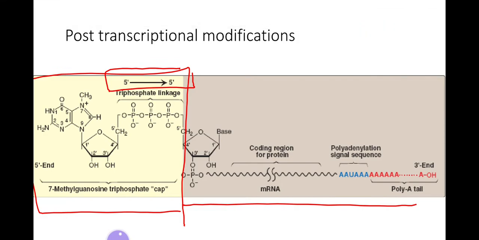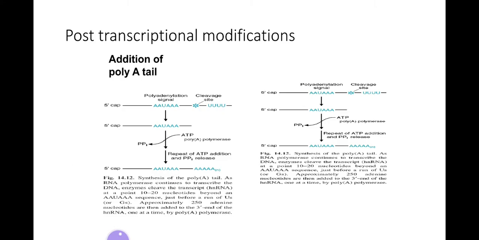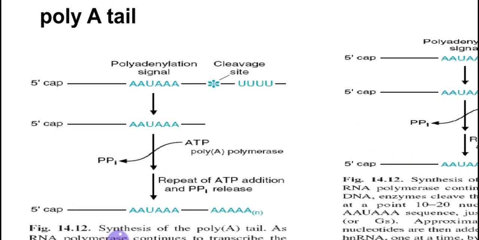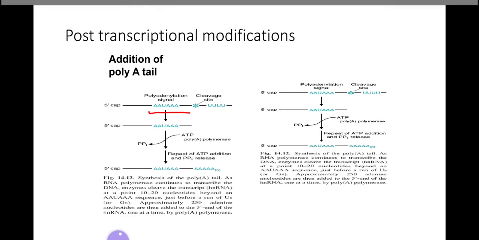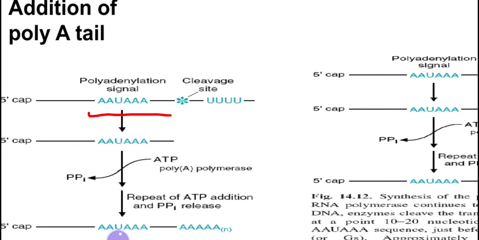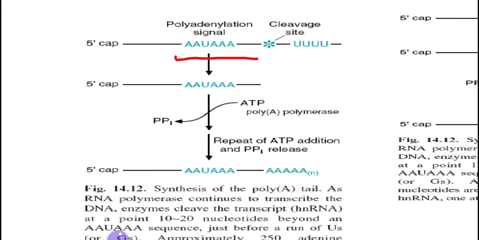Now how is the poly-A tail added? See that this is the polyadenylation signal sequence. After the polyadenylation signal sequence, there is the cleavage site, and then there is a string of U's. At the cleavage site, the mRNA is cleaved, and these adenines are added by poly-A polymerase. ATP is the source for the phosphate group, with repeated ATP addition, and pyrophosphate is released.